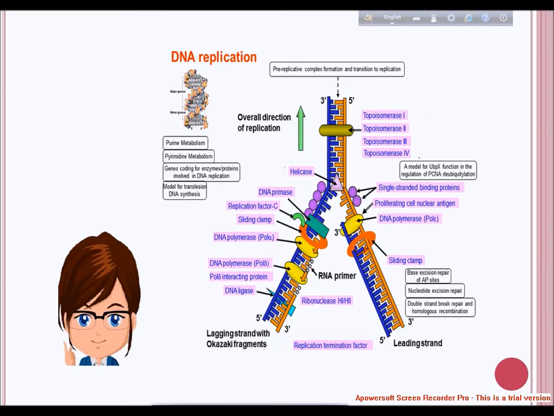There are two replication complexes at each origin of replication. As the unwinding continues, they move in opposite directions, creating two Y-shaped replication forks. Replication proceeds in both directions until the bubbles meet.